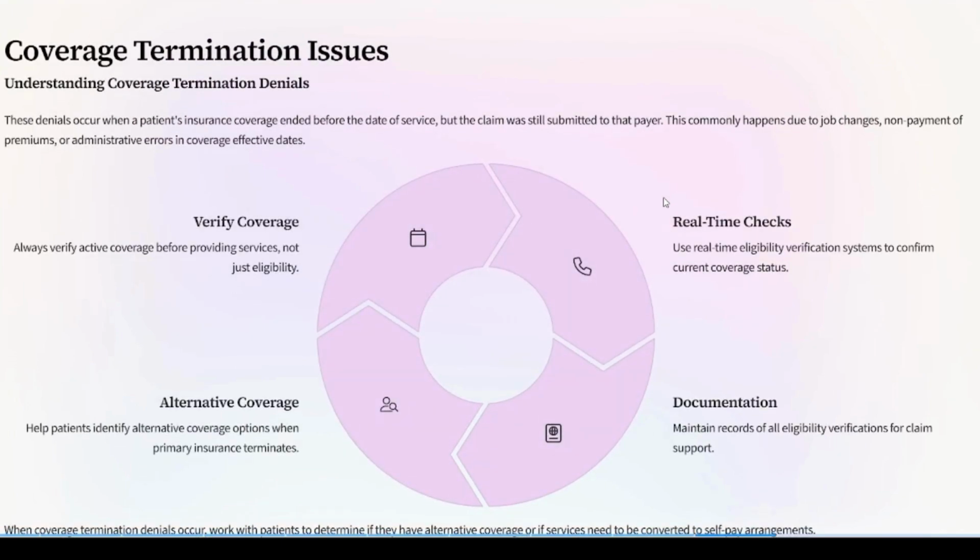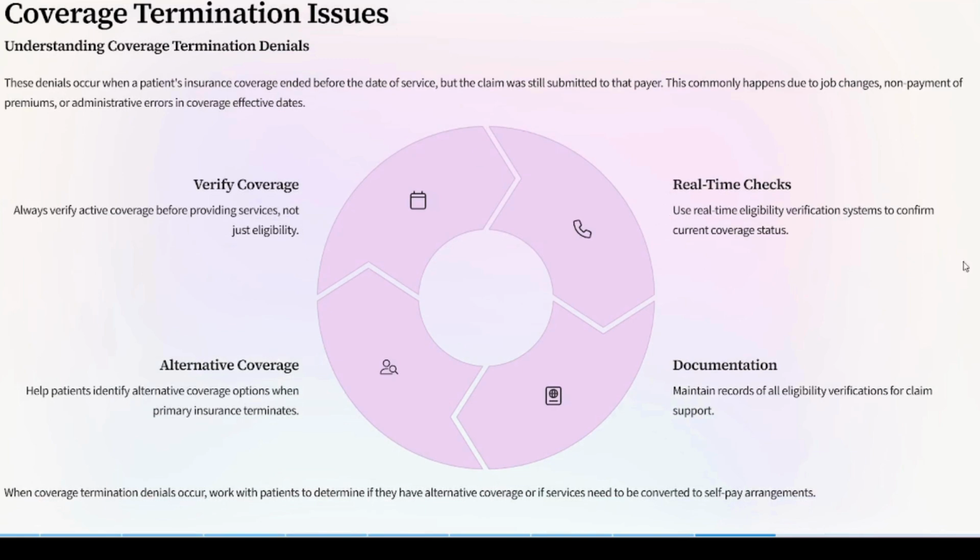All right. Let's go ahead and mosey on to the coverage termination issues, which is understanding coverage termination denials. These denials occur when a patient's insurance coverage ended before the date of service, but the claim was still submitted to that payer. This commonly happens due to a job change or non-payment of premium or administrative errors in coverage effective dates. Okay, so what do we do with this?